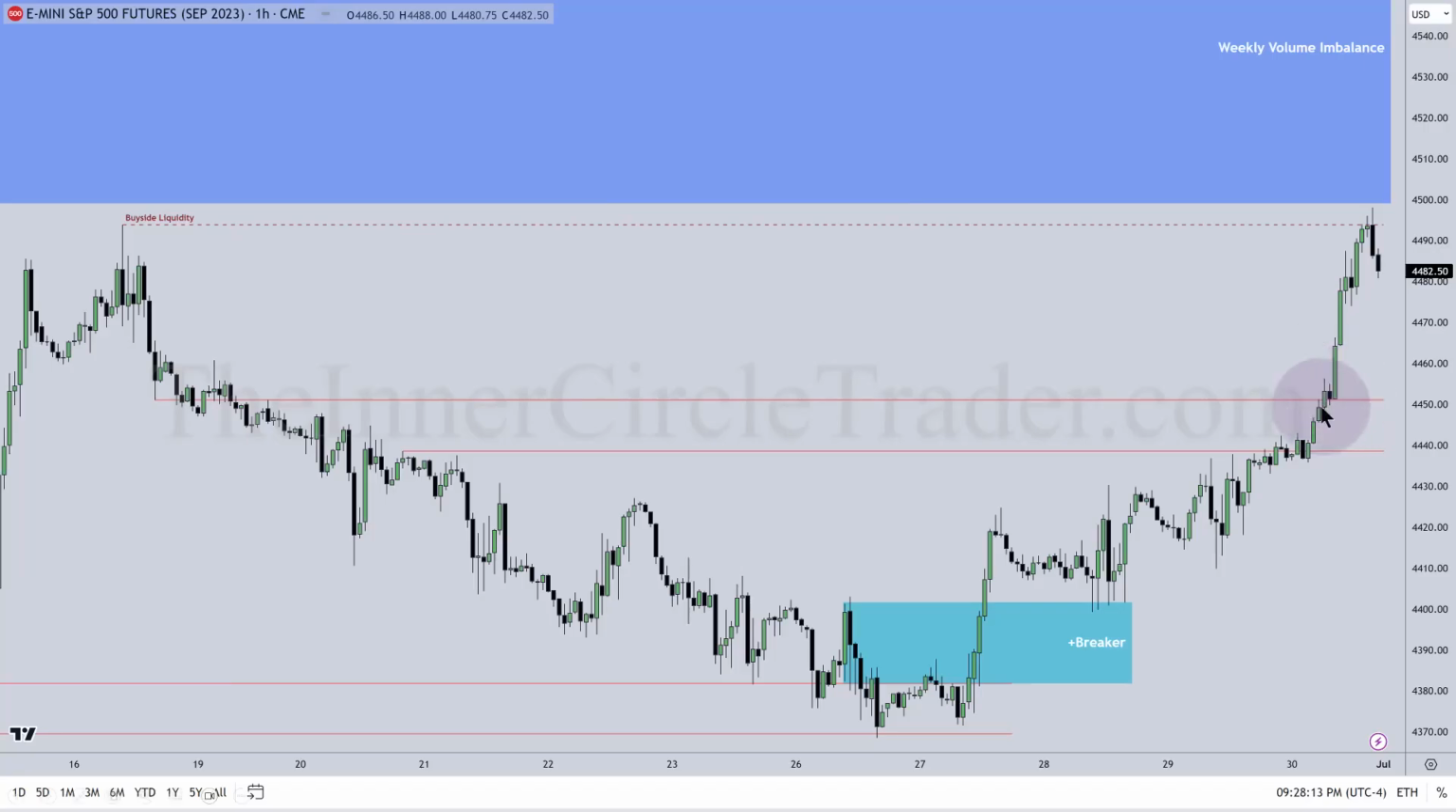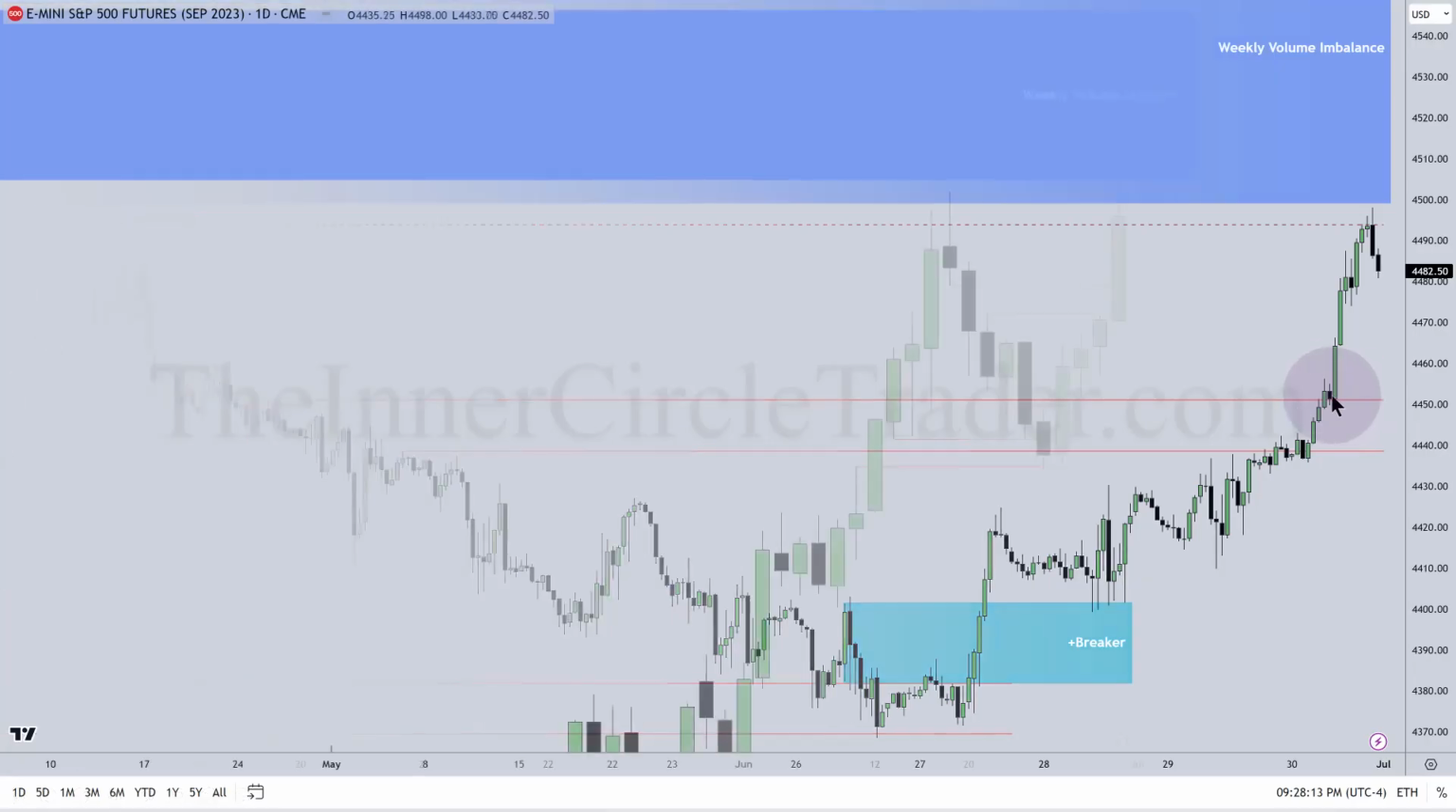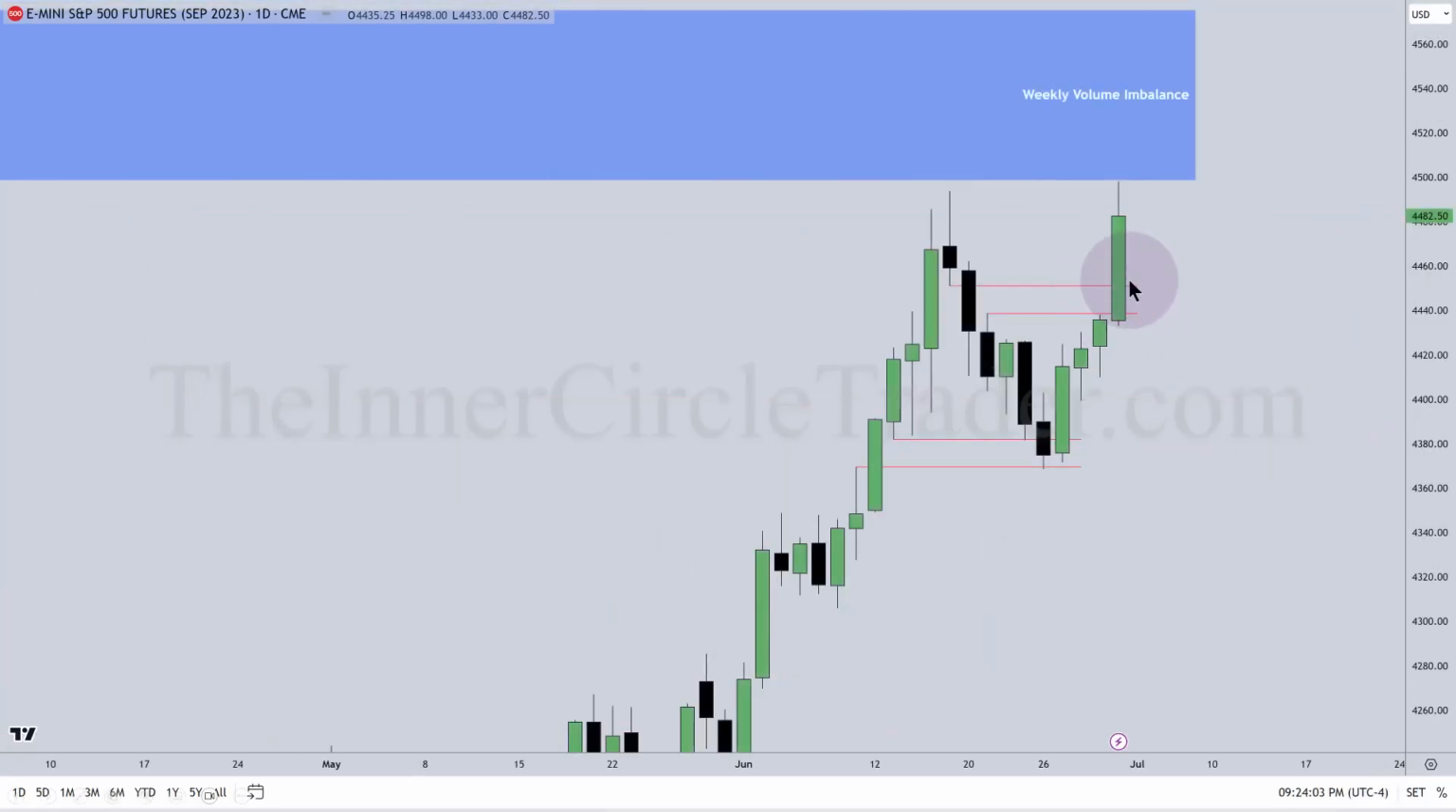Let me go back up into the daily chart. I'm going to show you this little area right here, where these two candles are occurring and finding support at the high end. It's that level right there, which is the high of that fair value gap. And we're expecting price to go higher.